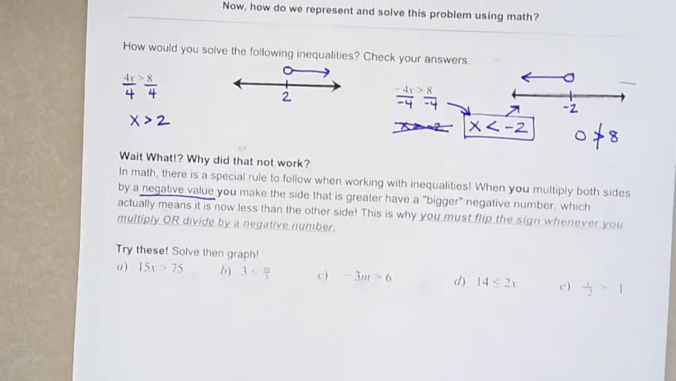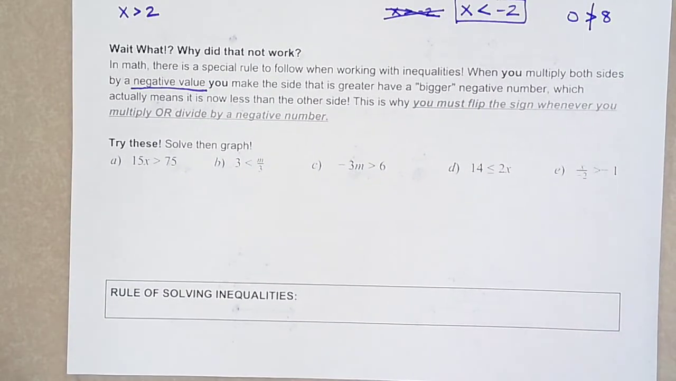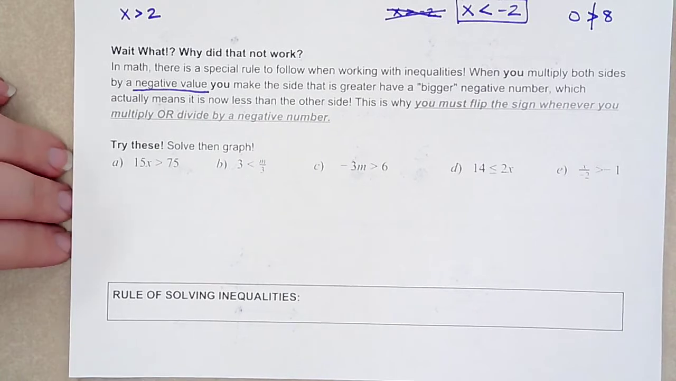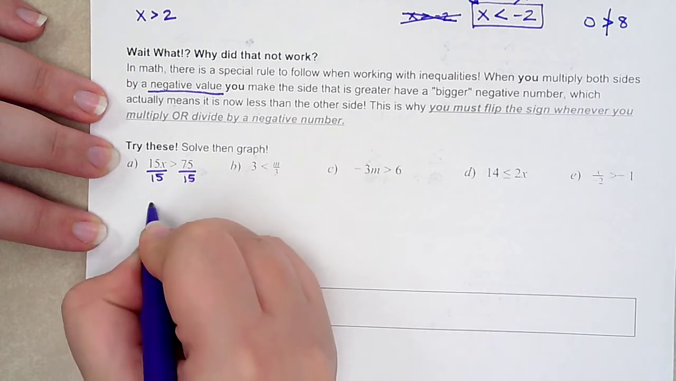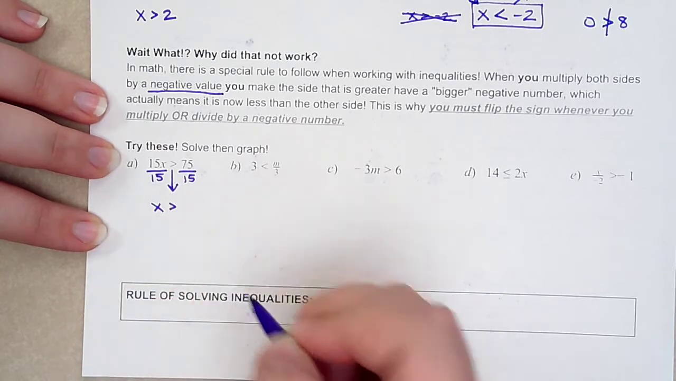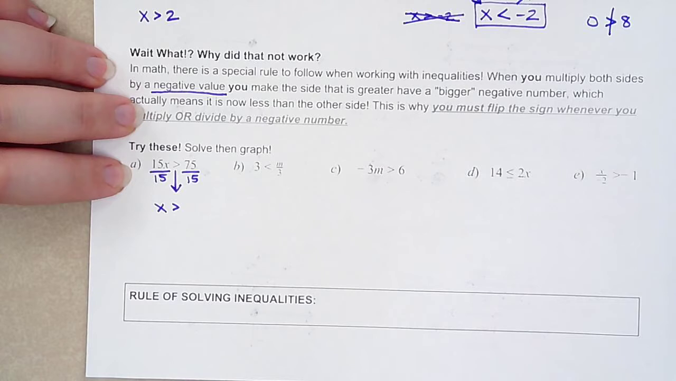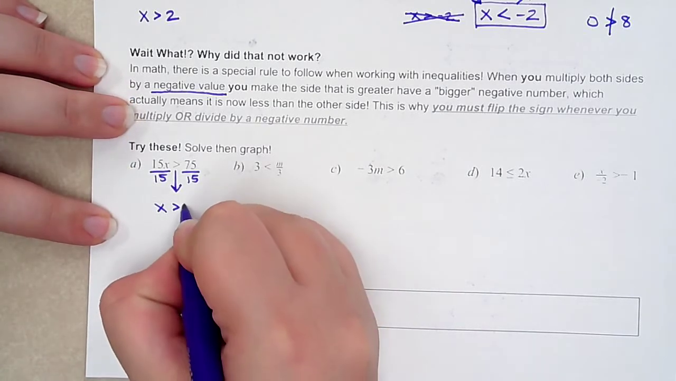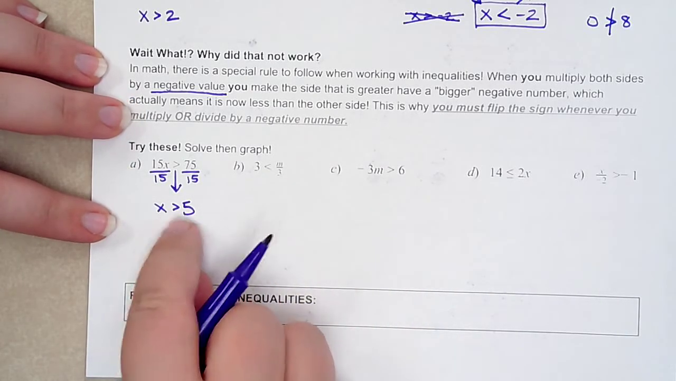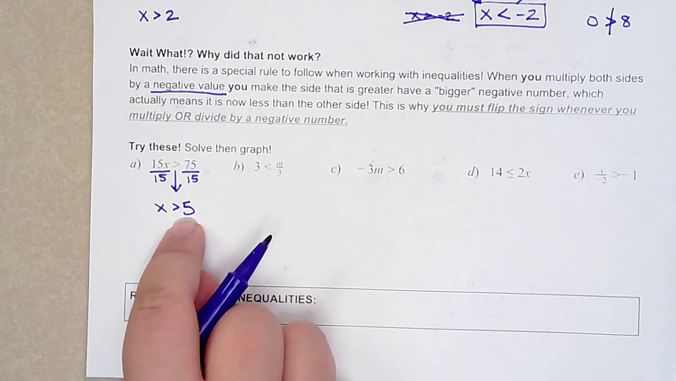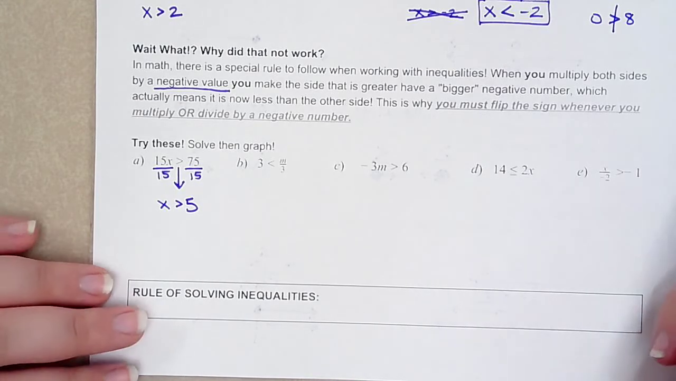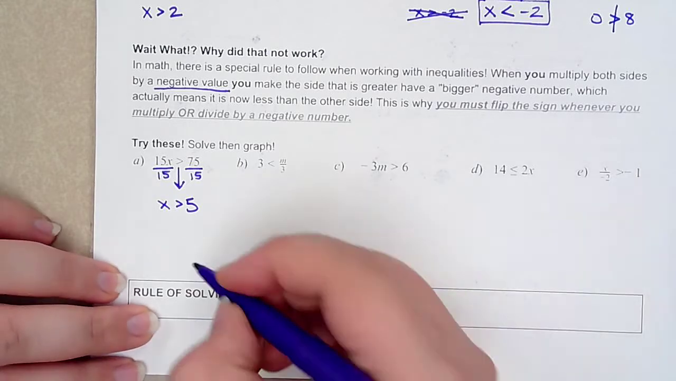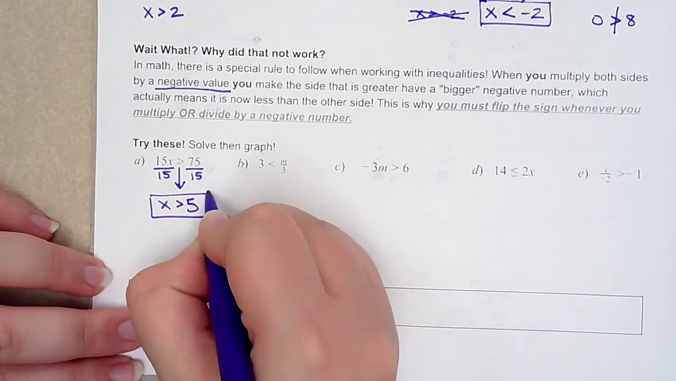Let's see some more examples. 15x is greater than 75. I can solve that pretty easy. Divide both sides by 15. There's no negative involved, so I just bring the sign down. 75 divided by 15 is 5. I check myself, plug in a value. What's a number greater than 5? 6 is greater than 5. 6 times 15 is going to be 90. Is 90 greater than 75? Yes. So I checked my value. I'm good to go.